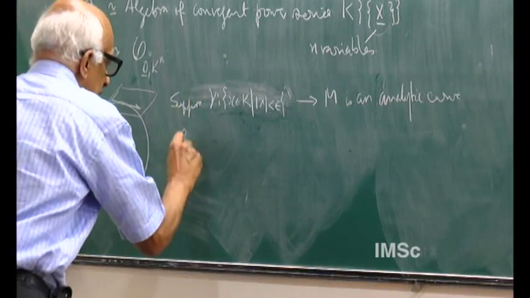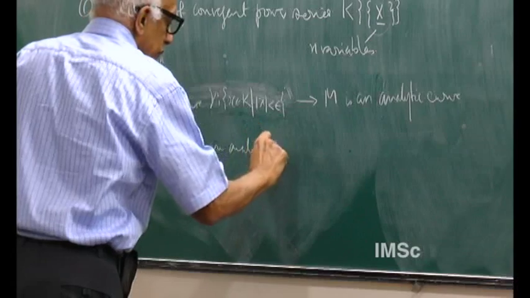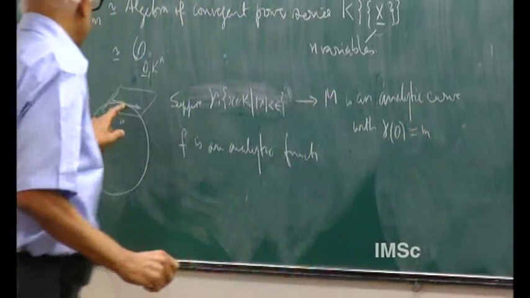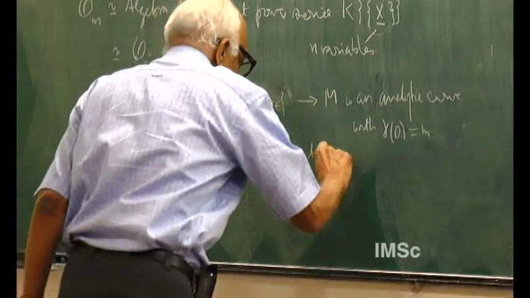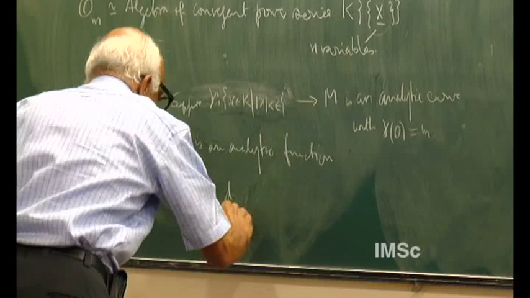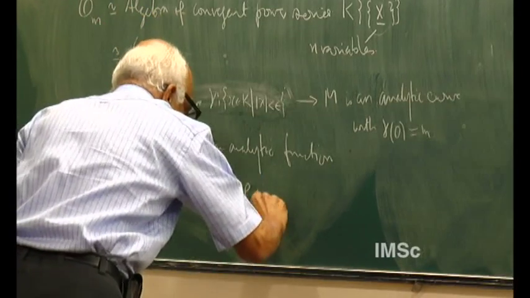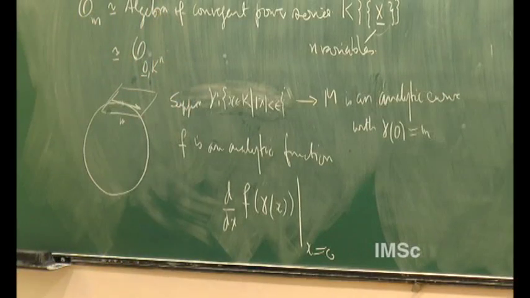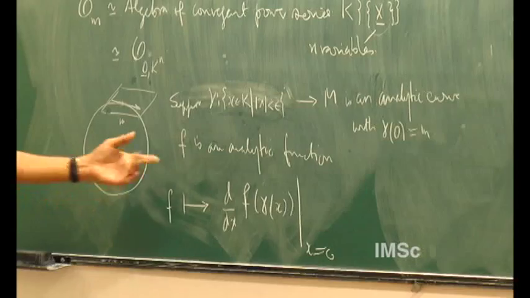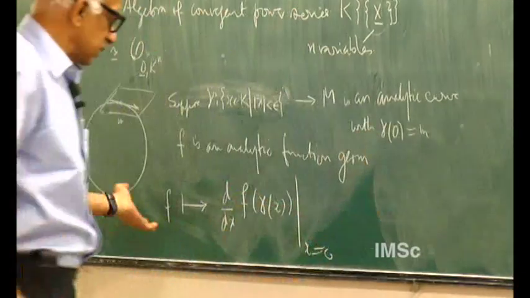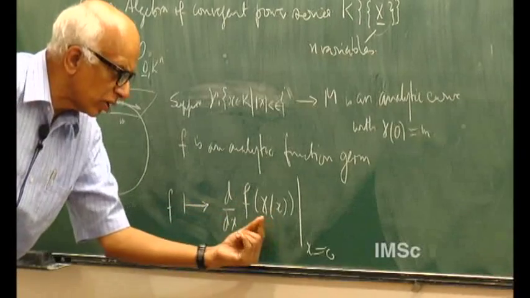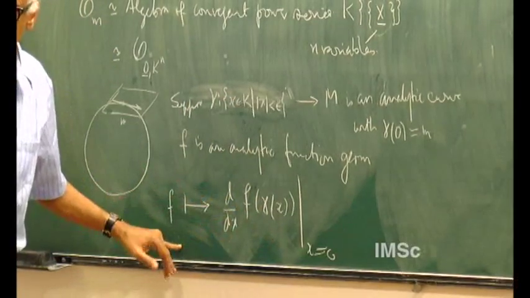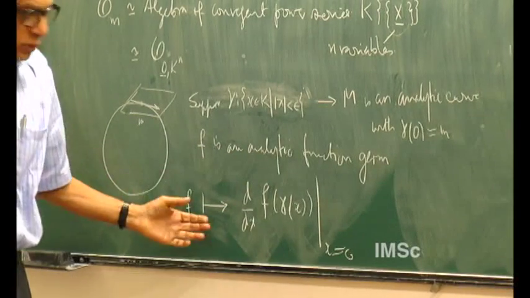So take such a curve, and suppose f is an analytic function. It's an analytic curve with gamma(0) equal to M, passing through this point M here. If f is an analytic function, then consider d/dx of f of gamma of x at x equals 0. Look at this. In fact, take f to be an analytic function germ. This differentiation makes sense because all that you need is for this to be defined in a small neighborhood of gamma(0). And if it's a germ, it's certainly defined in some neighborhood, and this makes perfect sense. A germ is represented by a function defined in a neighborhood, so this makes perfect sense.